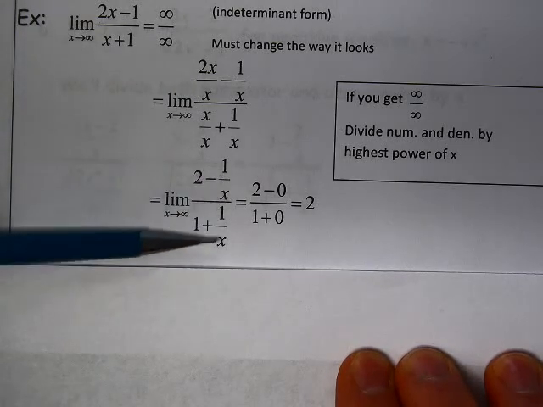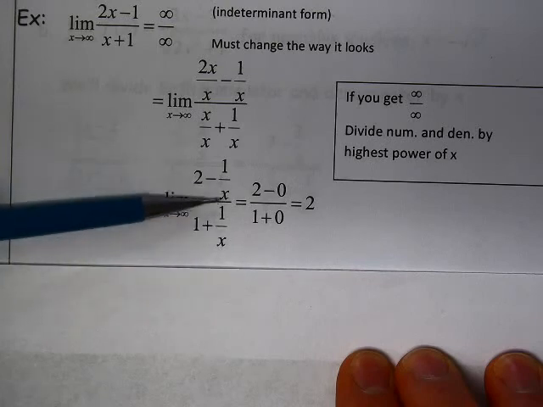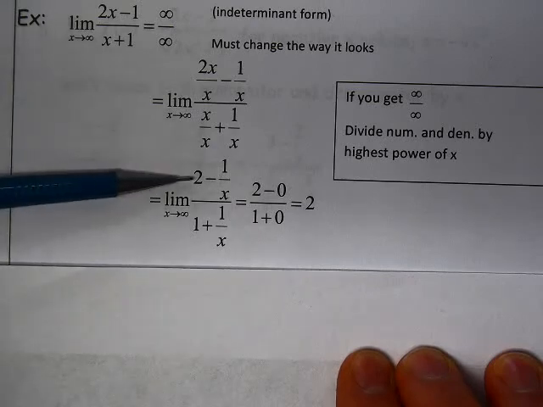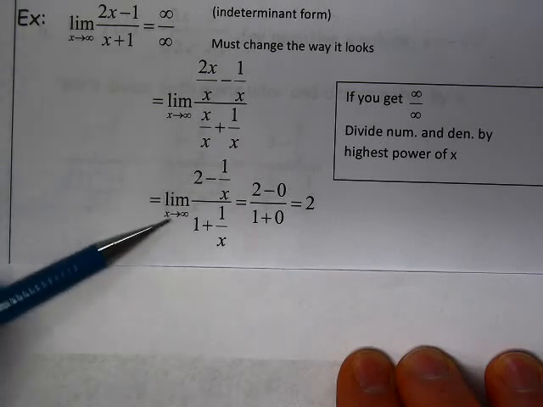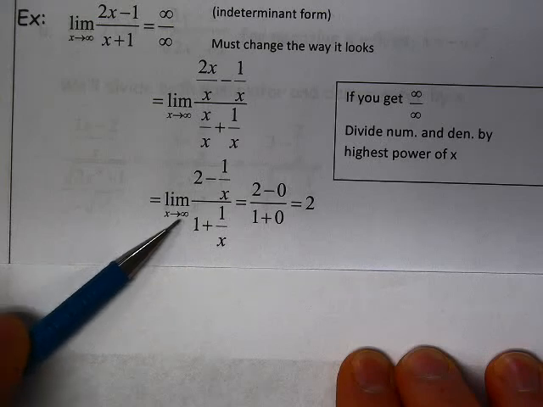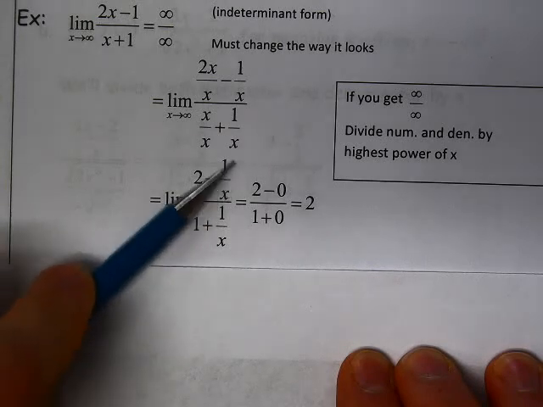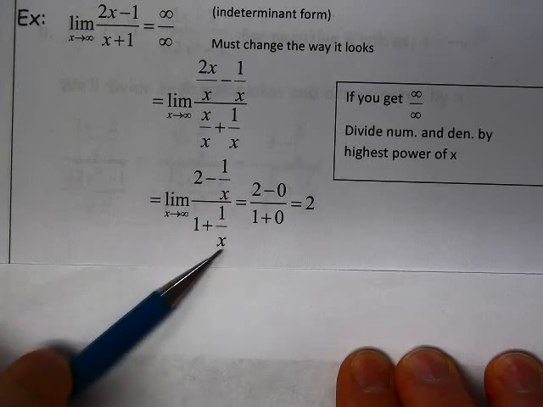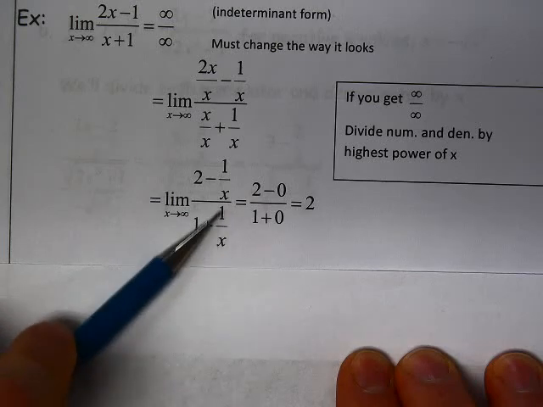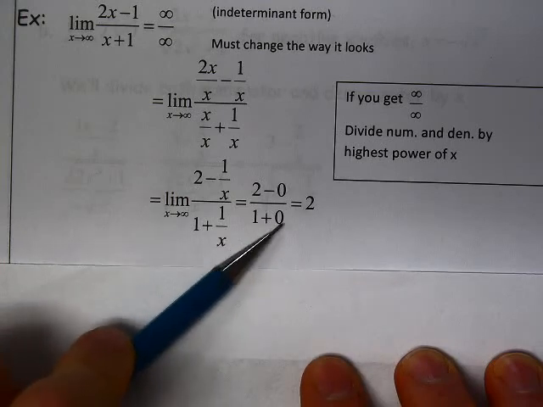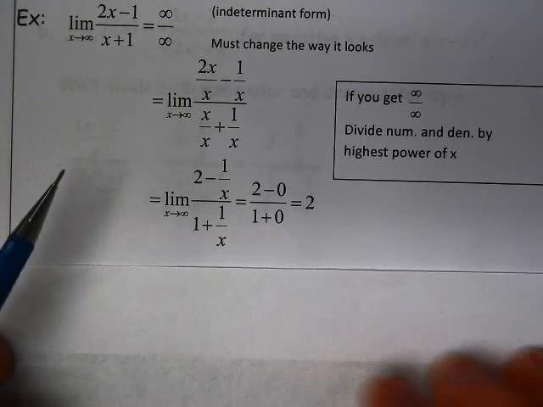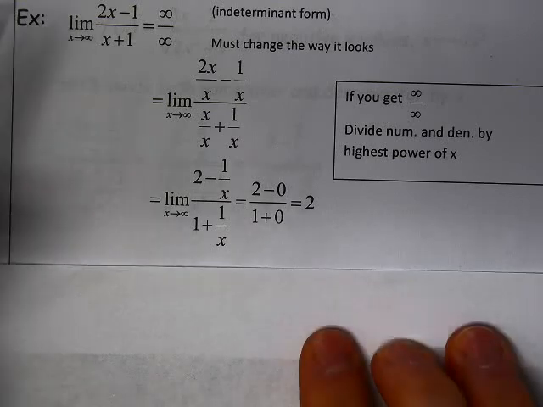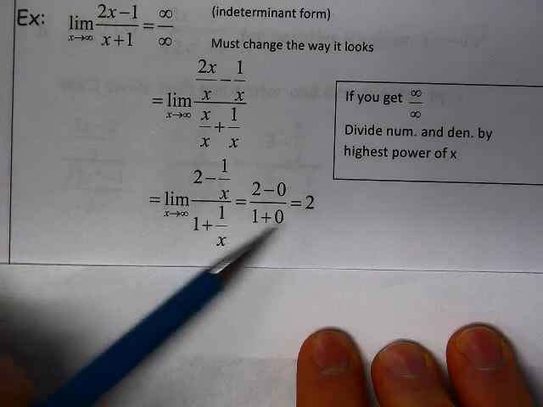But now we have x's in the denominators of both the numerator and the denominator. So the 2 remains a 2 by substitution, and the 1 remains a 1, but when we substitute the infinity into the x in the denominator here, we get a 0. We are just left with 2 over 1, and so the limit as x approaches infinity of 2x minus 1 over x plus 1 is just 2.